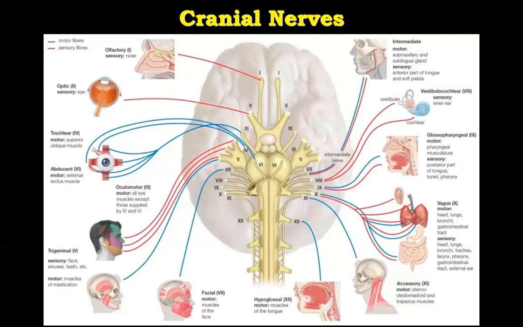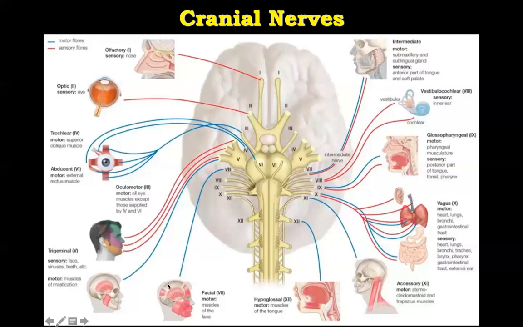Cranial nerve 3 is an oculomotor nerve. It's responsible for moving some of the extrinsic muscles of the eye. Cranial nerve 4 is the trochlear nerve, which also moves the eye. Cranial nerve 5 is the trigeminal nerve, which has sensory and motor functions, a really big nerve. Cranial nerve 6 is the abducens nerve, which again moves the eye, so it's just a motor nerve. Cranial nerve 7 is the facial nerve. It's responsible for moving muscles of the face.